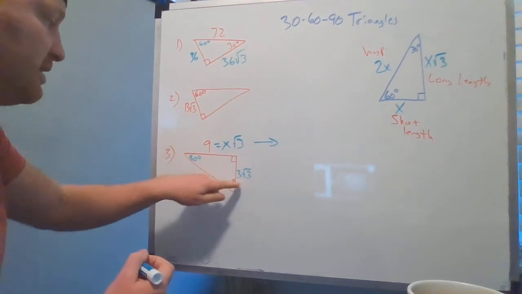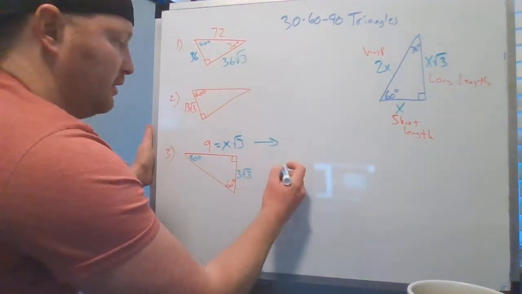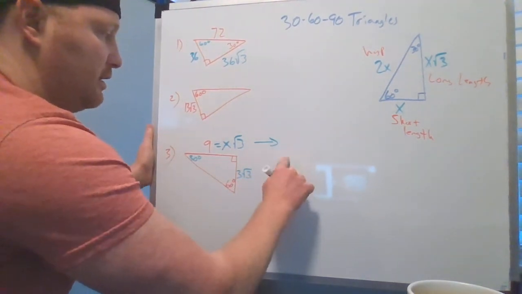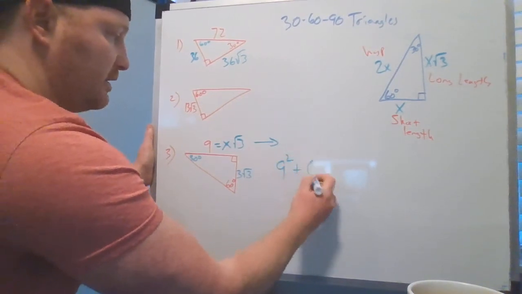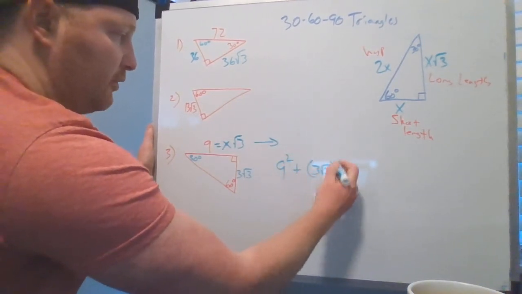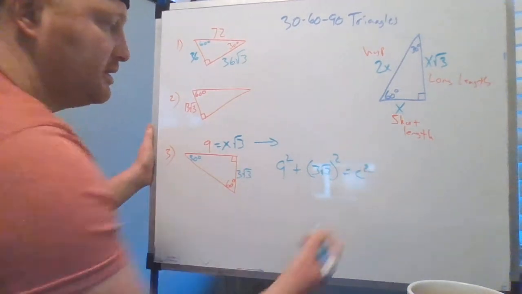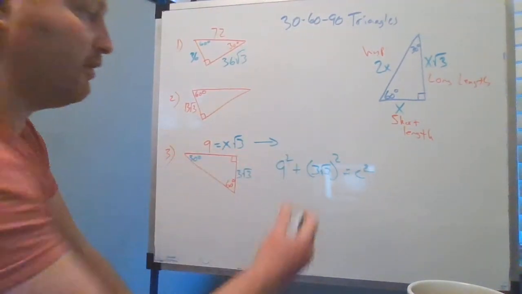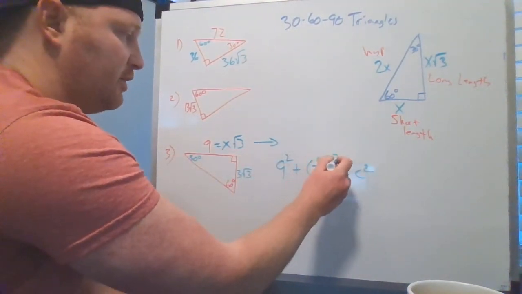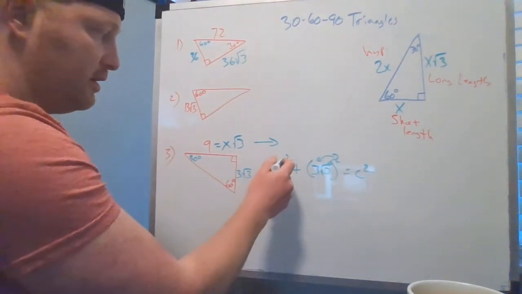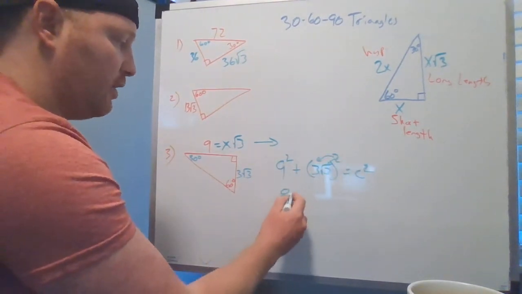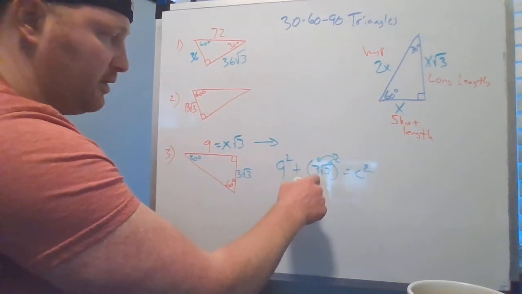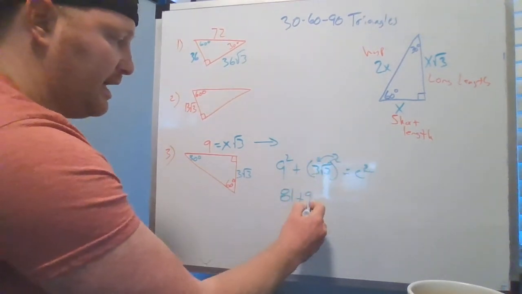Remember, this is my A, this is my B, this is my C. So literally we're doing 9 squared plus 3 radical 3 squared equals c squared. Now when I got a power, this goes to both this number here and this number here. So 9 squared is 81 plus, well, this is going to be 3 squared is 9.